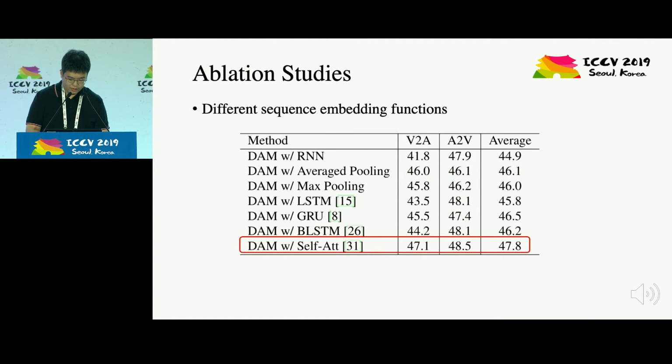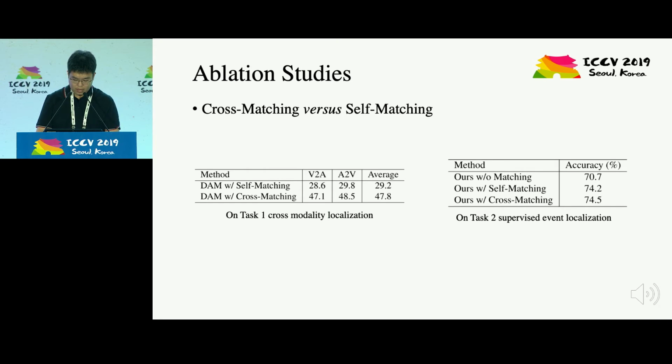We also evaluate different sequence embedding functions, and we found self-attention outperforms the rest, such as LSTM and GRU. We also show some ablation studies and compare cross-matching and self-matching. Cross-matching outperforms self-matching by about 16 points on task 1 and 0.3 on task 2.